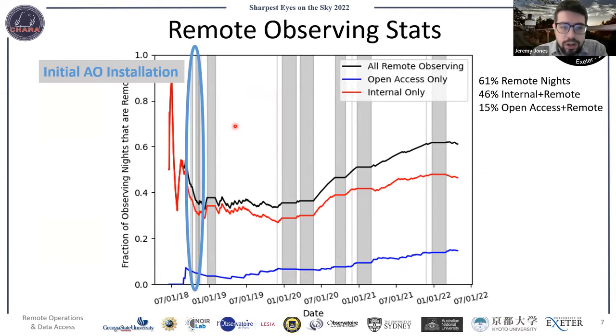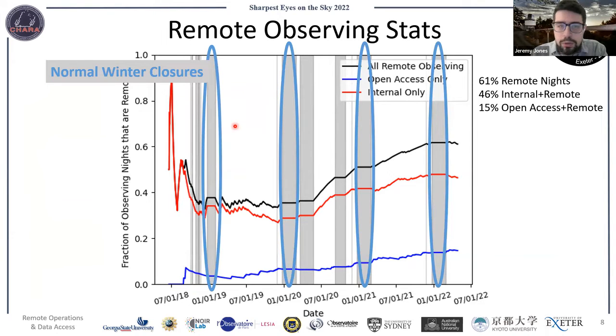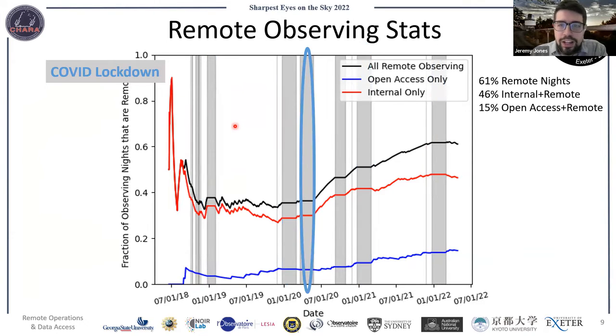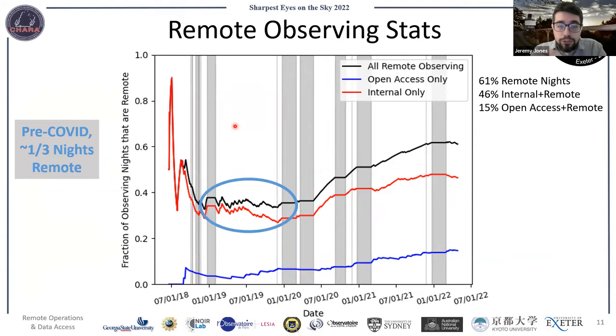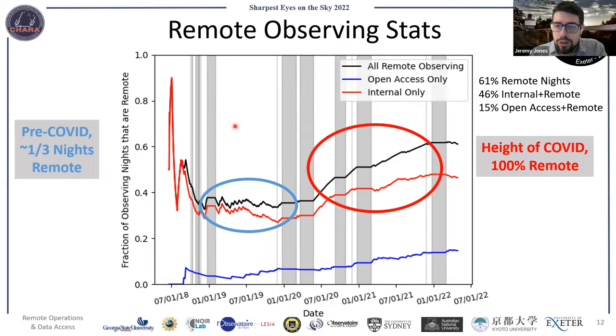So this is just going to show the closures here. We had some time closed down for the initial AO installation, and then our normal wintertime closures. And then, of course, COVID lockdown and the Bobcat fire, which made 2020 a very fun year. But before the global pandemic happened, we had gotten to a stable, maybe 1/3 of our time being remote. And then, of course, at the height of COVID, we were 100% remote. And now we're starting to make exceptions for engineering programs.